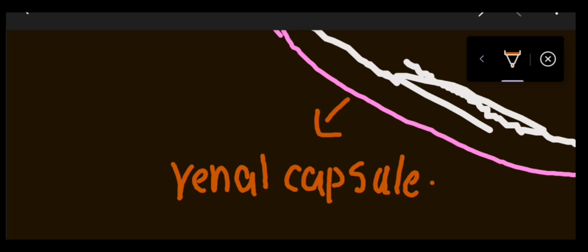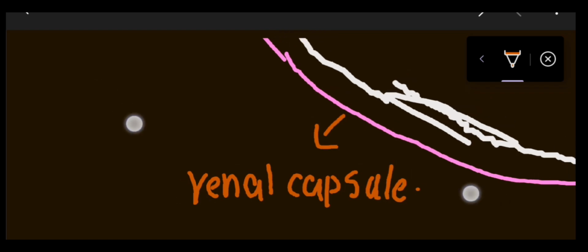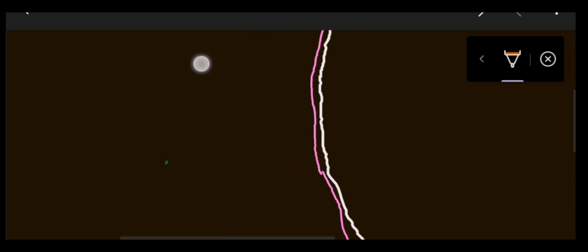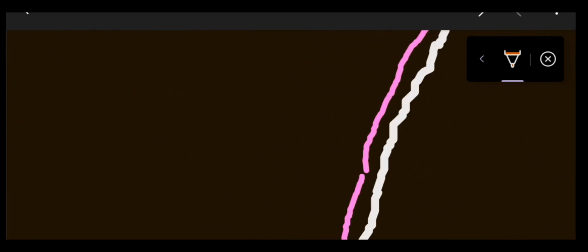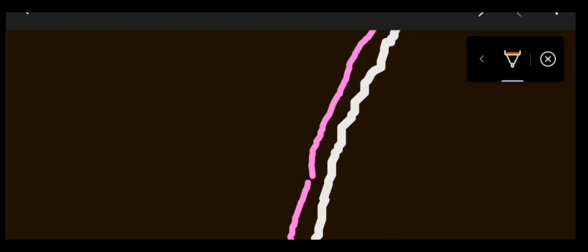Now the kidney is divided into two sections. After this covering, we have some tissues present which are known as adipose tissues. So adipose tissues are present here. Here I can name it: adipose tissue.